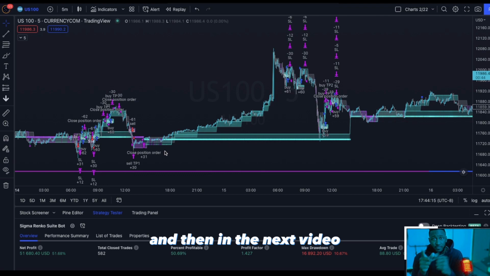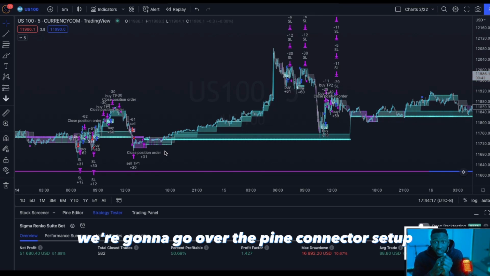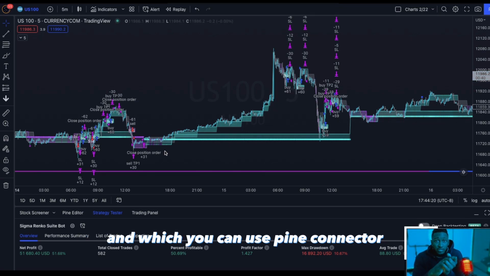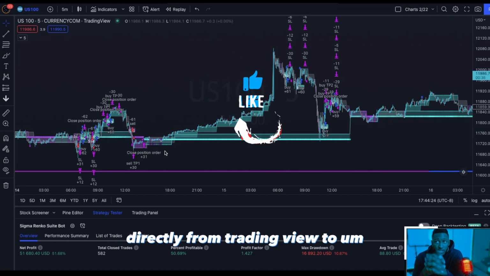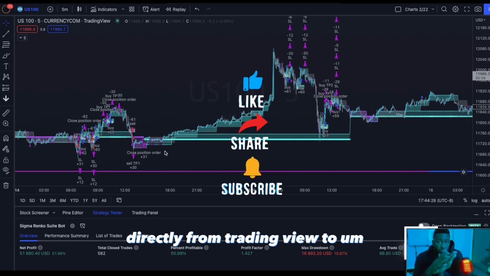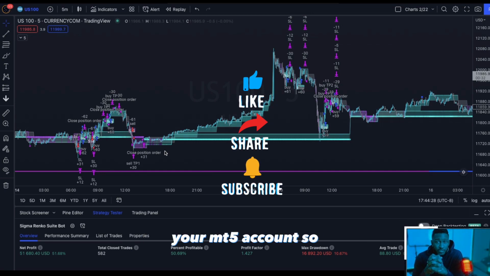And then in the next video, we're going to go over the Pine Connector setup, in which you can use Pine Connector, get the VPS and all that stuff to automate your trades directly from TradingView to your MT5 account.